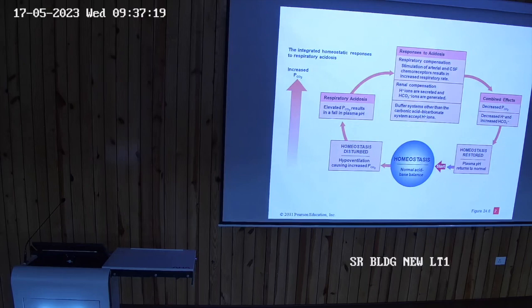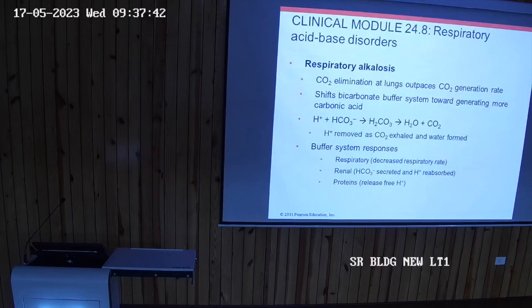Okay, so homeostasis, normal acid-base balance. Disturbed: hypoventilation causes increased partial pressure of carbon dioxide. Elevated pCO2 results in fall of plasma pH, with respiratory compensation taking place by these buffers. Combined effect is decreased hydrogen ion and increased bicarbonate concentration. Again, this homeostasis is maintained.